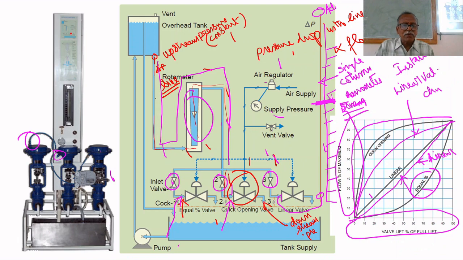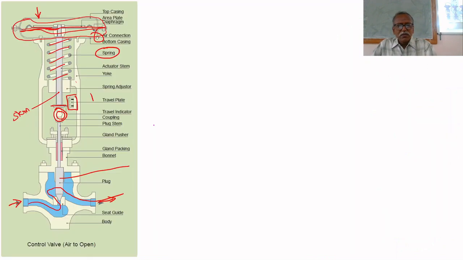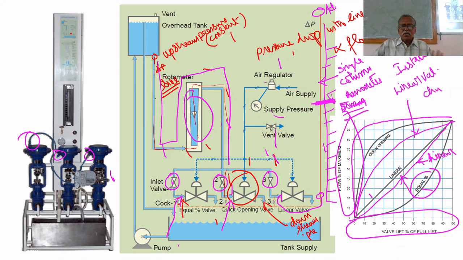The other 2 valves are 100% closed, because they are air to open. So if you give air pressure, only then will they open. You can note down the lift here, how much it opened, you can see here. Based on that, you can draw the characteristics. That's all.